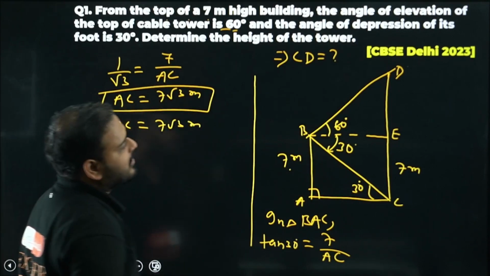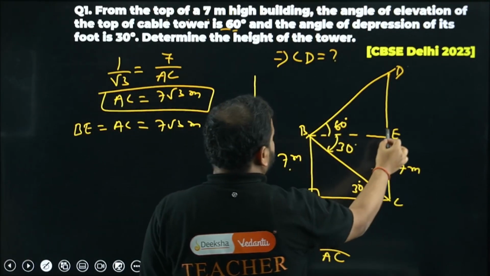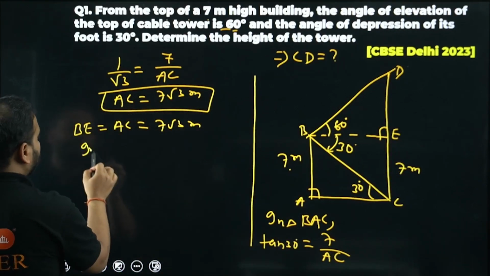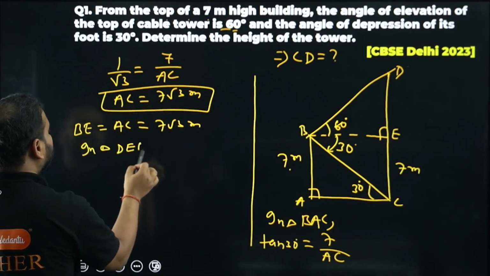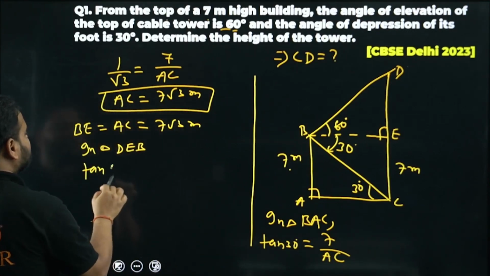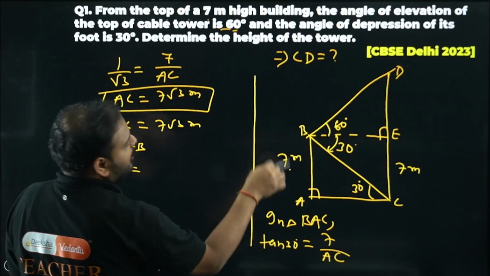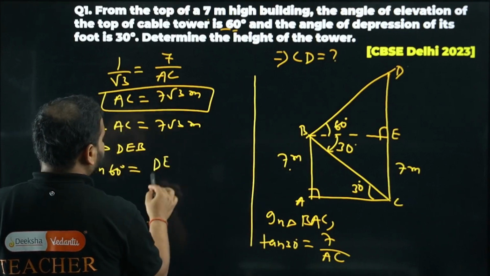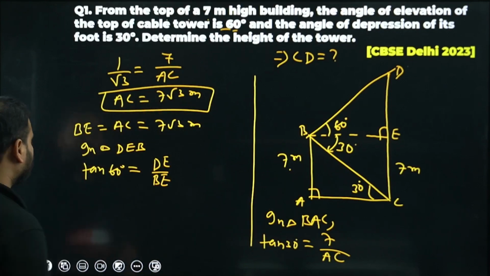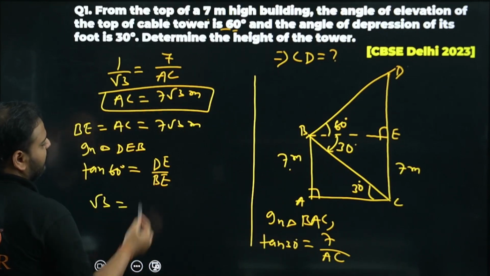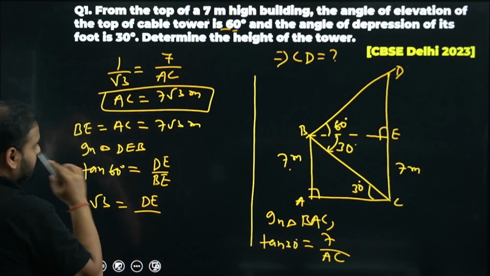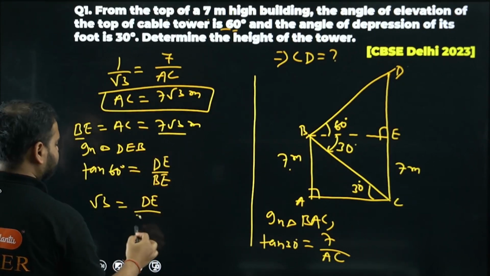Now one more thing. We're going to take the triangle DEB for this angle of elevation of 60 degrees. In triangle DEB, tan 60 degrees equals DE by BE. What's tan 60? Root 3. DE, we don't know that; we are looking for that value, so let's write DE as it is. What is BE? 7 root 3.